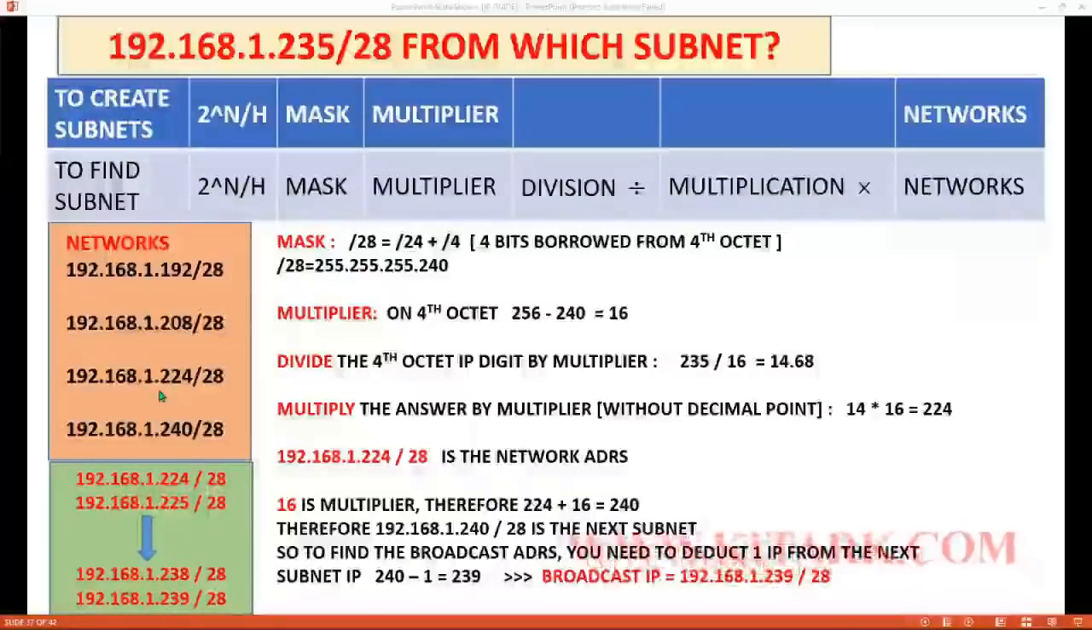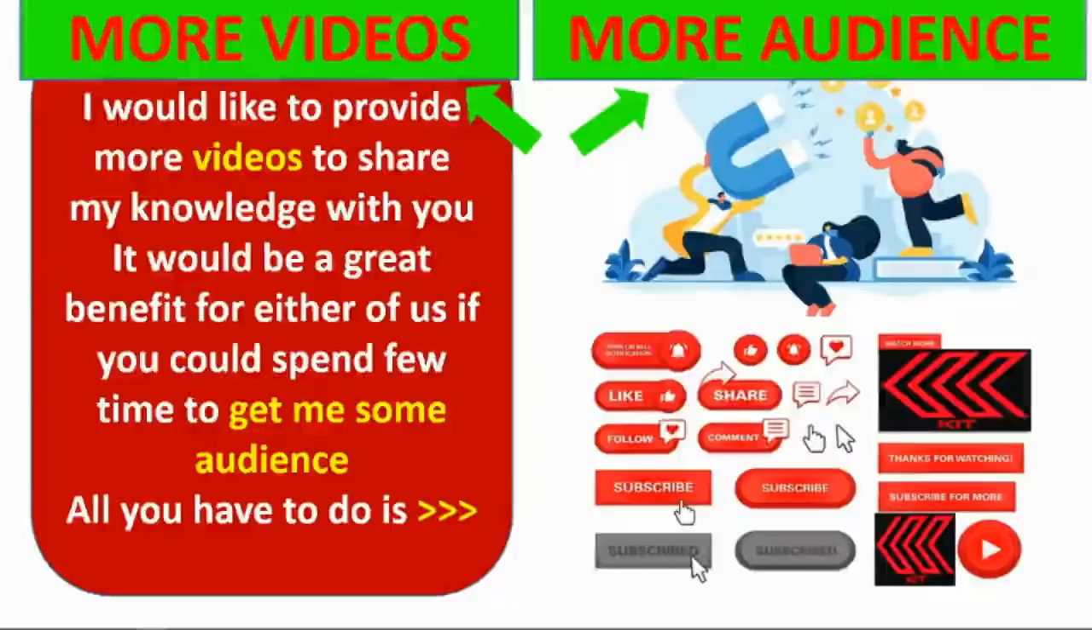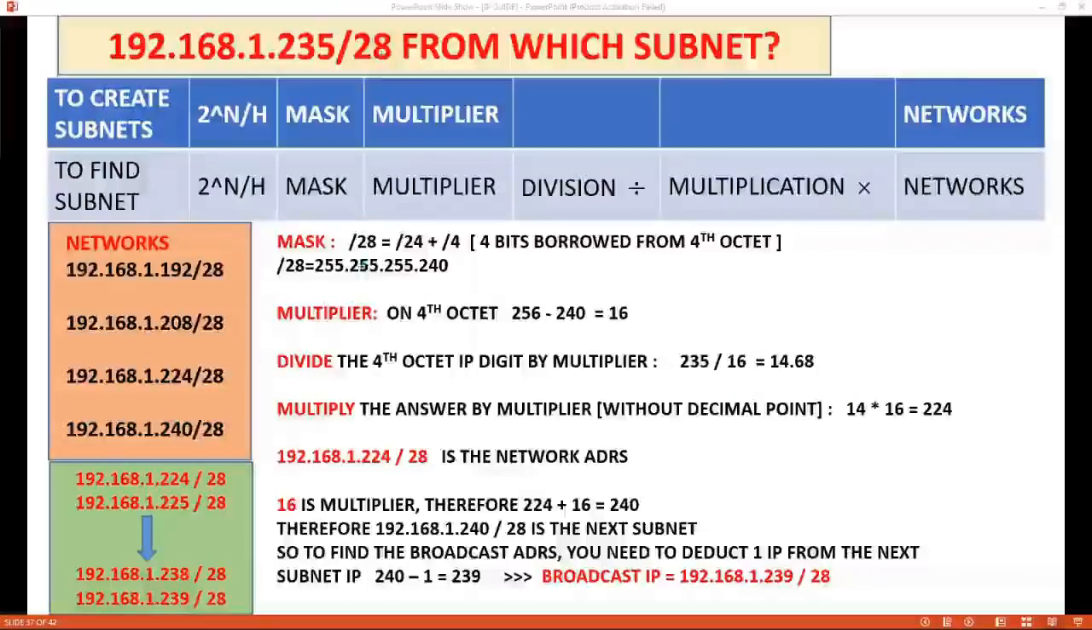So let's now move on to the calculation part. They are asking you to find the subnet of a particular IP address, right? So initially you need to start from the /28 subnet mask. /28 means 24 plus 4, which means the first 3 octets are completed with 255.255.255. And plus 4 you can write .240. So altogether 255.255.255.240, with 4 bits borrowed from the 4th octet.